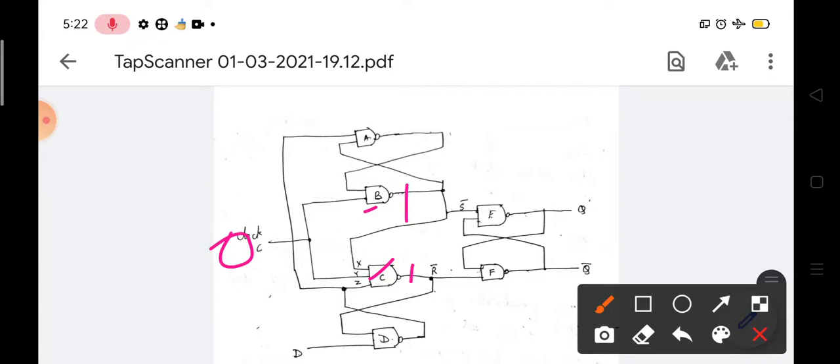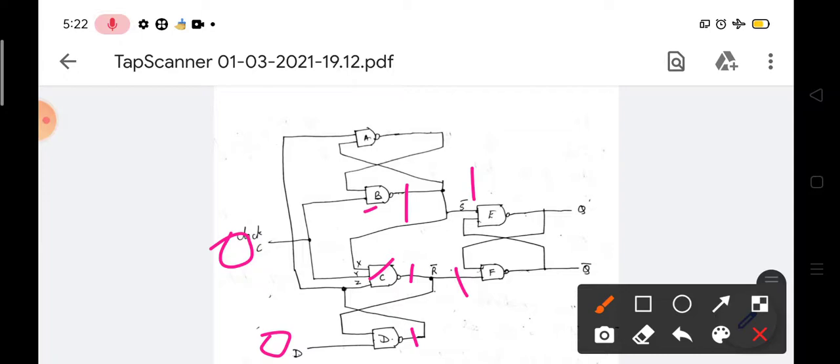It means S bar is equal to 1 and R bar is equal to 1. Now recall what I said, if S bar equals R bar equals 1, then the flip-flop output remains unchanged. Now let us make D 0, the D input I have made 0. Now the output of gate D, if this is 0, then this output is at 1.